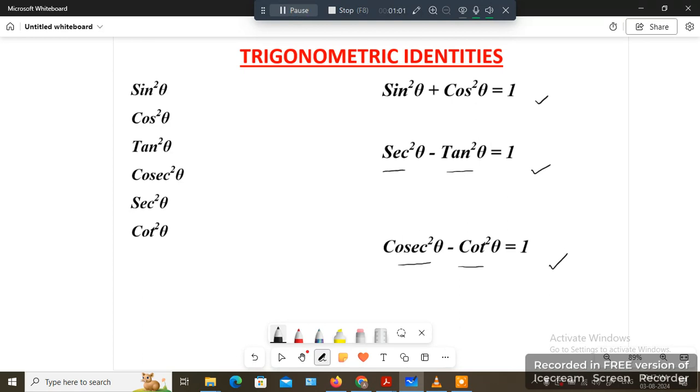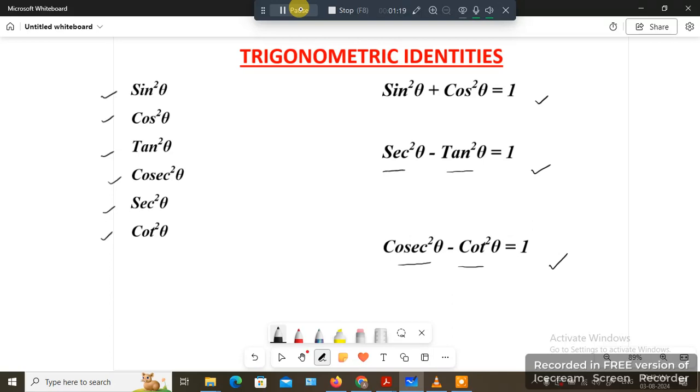First of all, try to write them in a sequence: sine square, cos square, tan square, cosecant square, secant square, and cot square. Why have I written square over them? Because every identity will have ratio squares. Thus I have written squares on them.